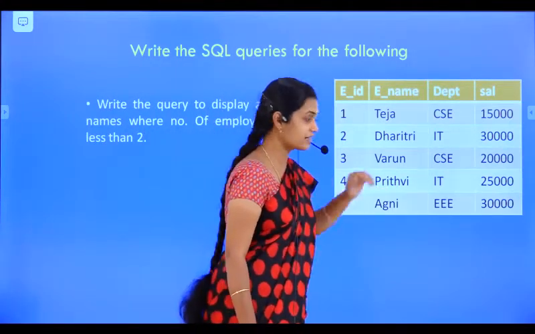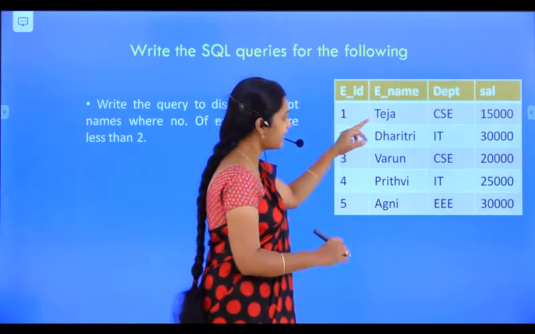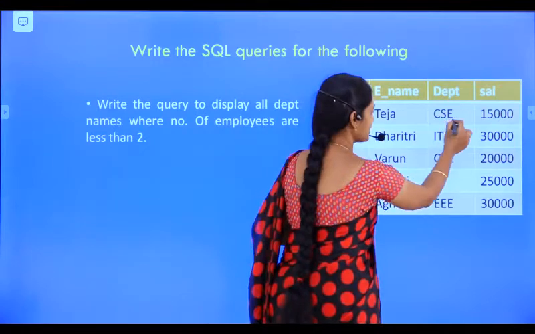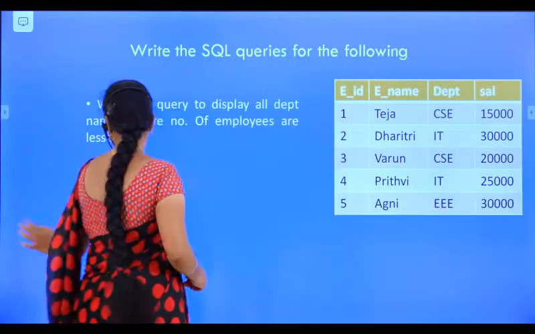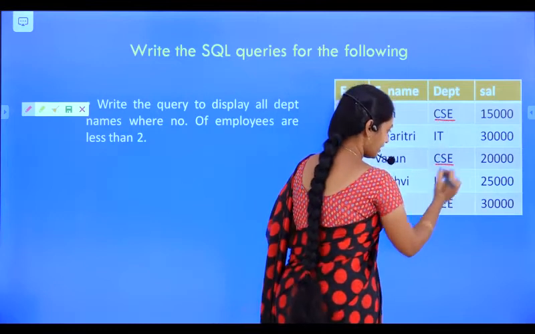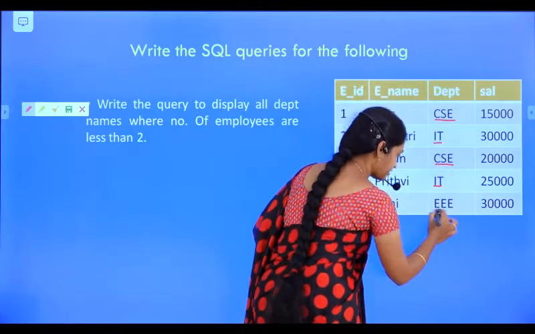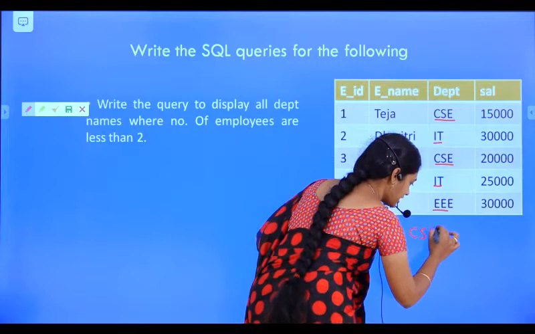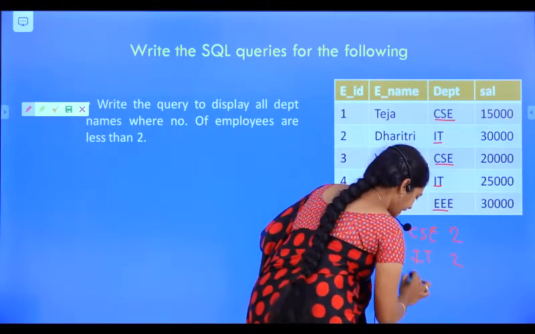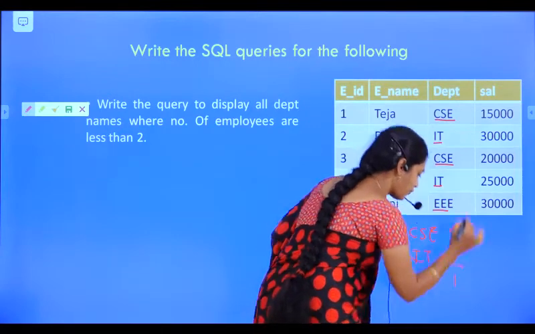While seeing this relation, we can easily say how many departments there are. We have CSC, IT and EEE. What are the numbers of tuples in each? CSC has 2, IT has 2, and EEE we have 1 tuple.